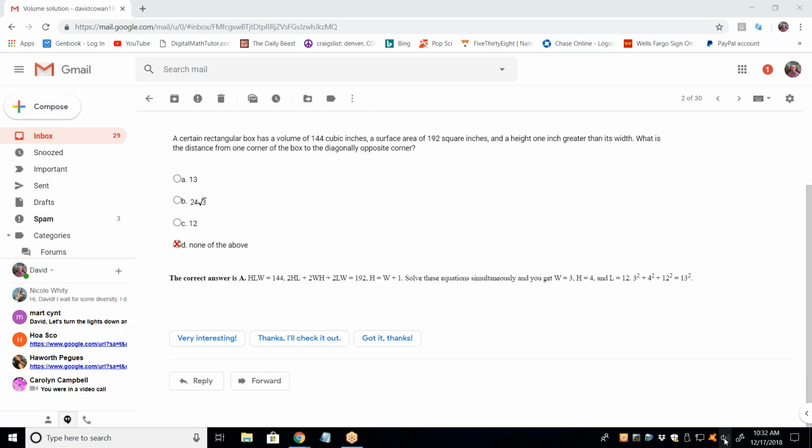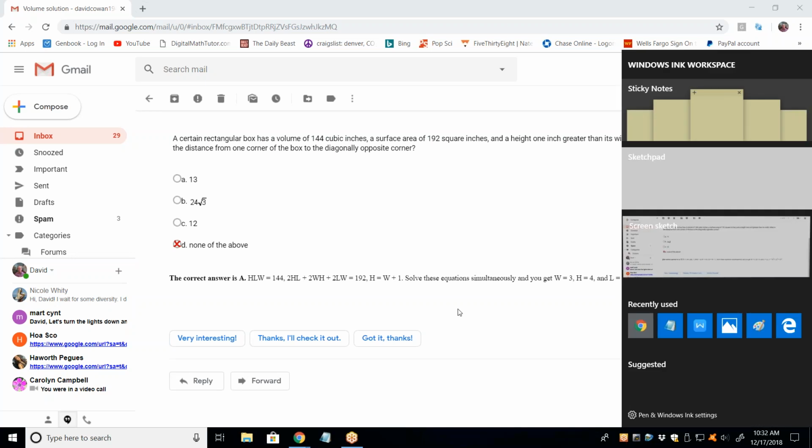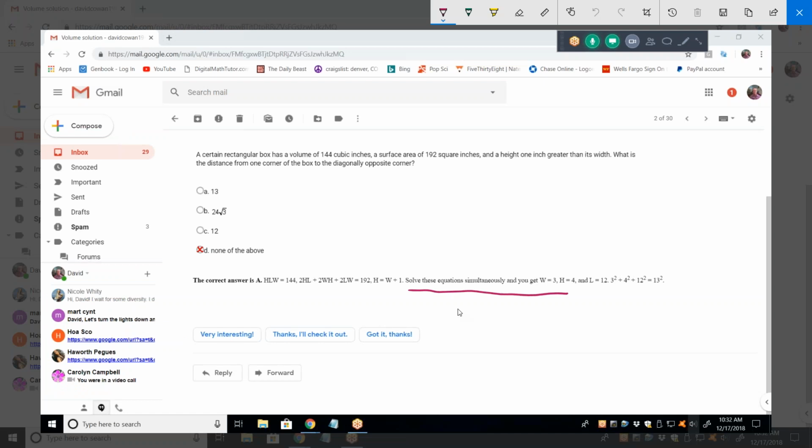But here's what's strange, and that is that they act like that is trivial. They say the width is 3, the height is 4, and the length is 12. Well, they got that by solving those three equations. Whenever you have three equations and three unknowns, you can solve it. And they did. It's just not trivial. In other words, they don't give you how they solved it.